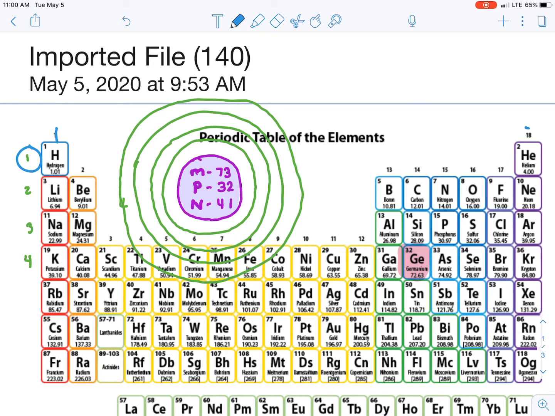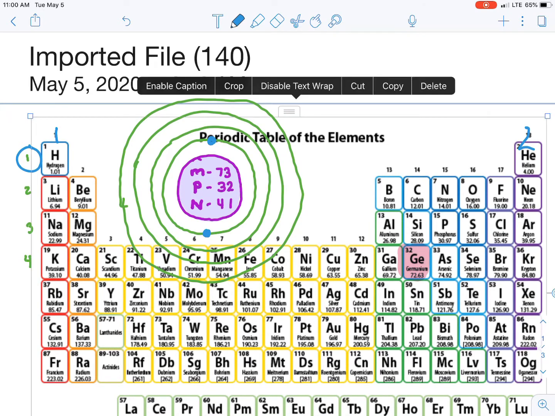1, 2. So the first shell has 2 dots. Does that show up enough? Okay, now, sometimes I don't draw dots. Don't tell people. Sometimes I just write the number.